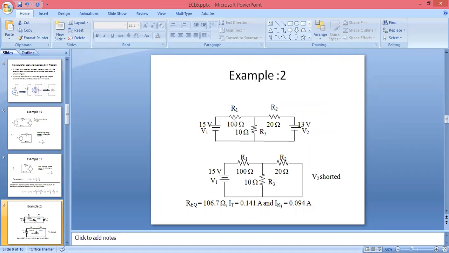Here 3 resistors and 2 voltages are given. All are having the values. Resistor का values दिया है, voltages का values दिया है. What we have to do? We have to calculate the value of current by using, we have to solve this circuit by using superposition theorem, and we have to calculate the value of current flowing through this resistor IR3.